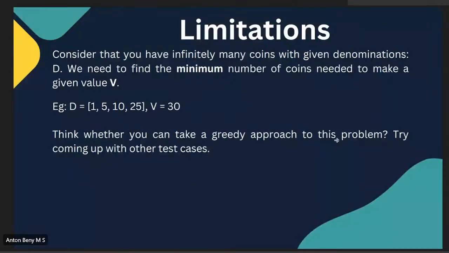Consider that you have infinitely many coins with given denominations in the array D. Now we need to find the minimum number of coins needed to make a given value V. So let's say you have infinitely many coins: 1, 5, 10, and 25. And you are asked to use these coins to make the value of 30. You need to find the minimum number of coins, mind you.